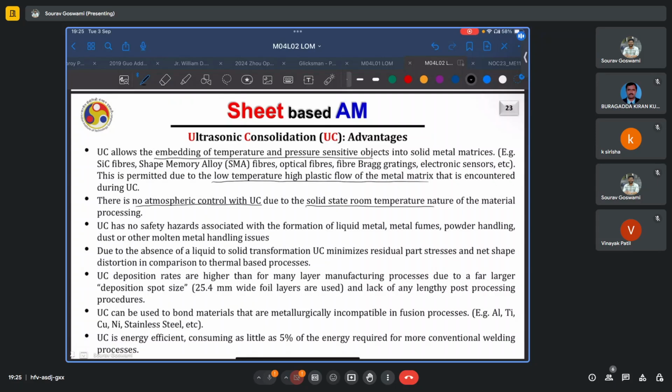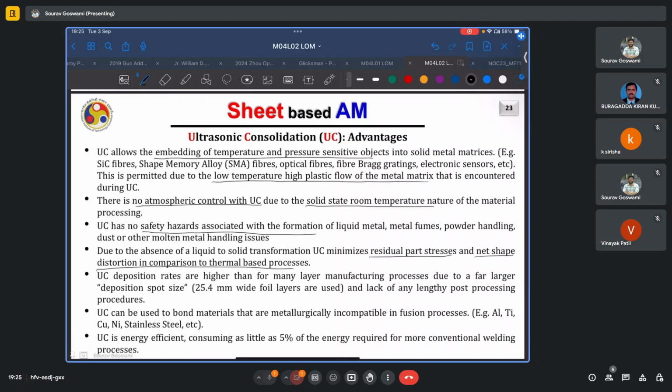It has no known safety hazards associated with the formation of liquid metal, metal fumes, powder handling, dust, or any other molten metal handling issues. Again, due to the absence of any liquid to solid transformations, the residual part stresses are minimized, and even the shape distortion in comparison to other processes is very low.